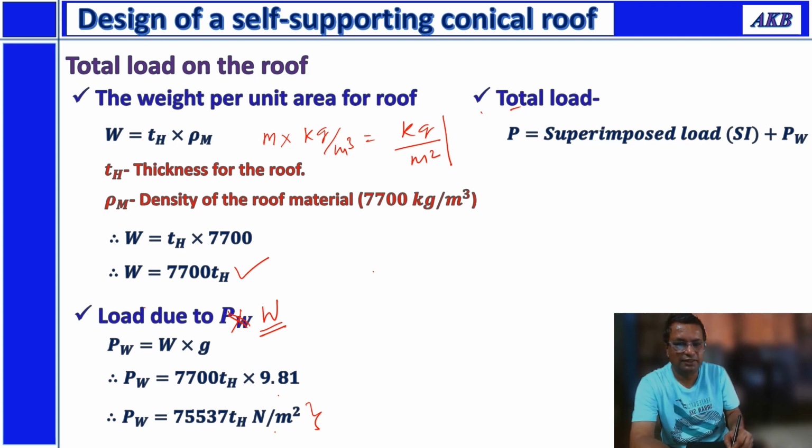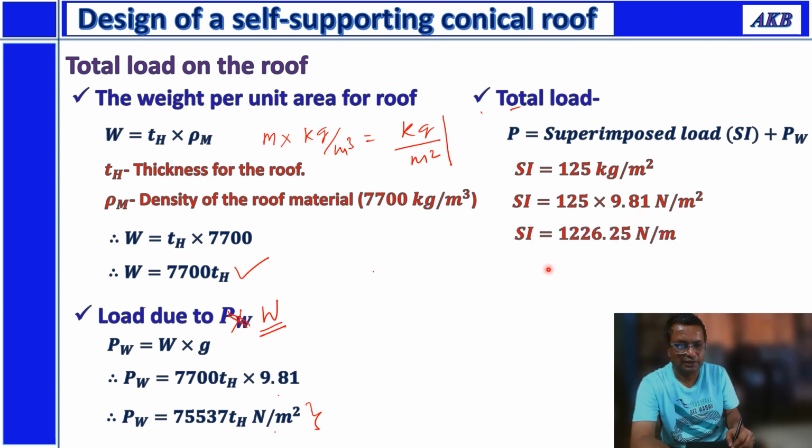Total load, let us denote it as P, and this will be superimposed load plus PW. Superimposed load is given, it is 125 kg per meter square. So SI will be 125 into 9.81 if you have to convert it to Newton per meter square, and that comes out to be 1226.25 Newton per meter square.